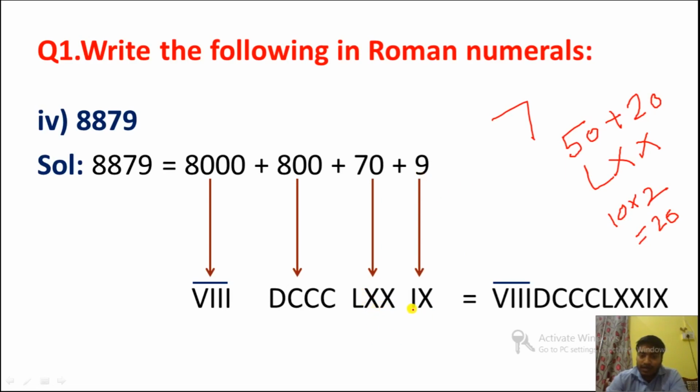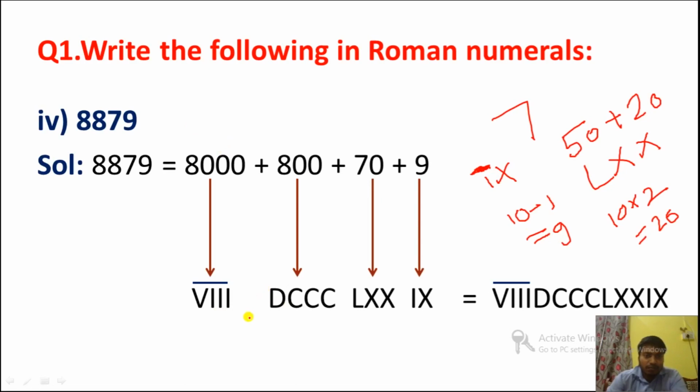And for 9 we can write IX. Clear to you? For 9 we can write IX, according to the rule of subtraction. First you write 10, X, then I. The value of X is 10 minus the value of I, 1, gives 9. If a smaller value symbol is written just on the left side of the higher value symbol, then there will be subtraction. 10 minus 1 is 9. Clear? So here we got the Roman numeral for each number.